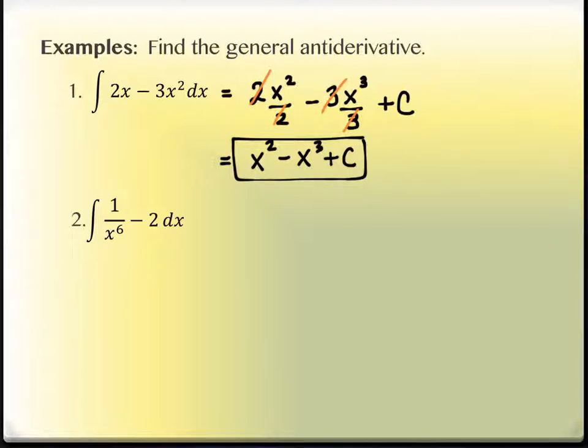Now the next one doesn't look quite right to be able to do with any of the rules that we have looked at so far. So I'm going to rewrite it to start with. How do you think it might be helpful to have this rewritten? Very good. X to the negative 6th, and I have that minus 2.